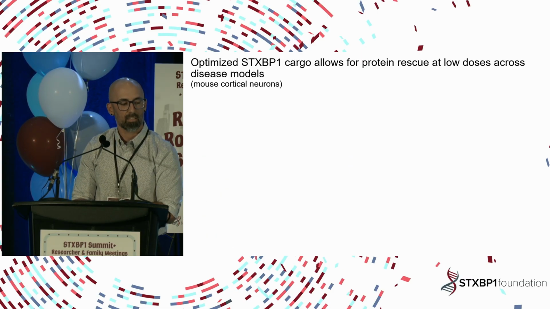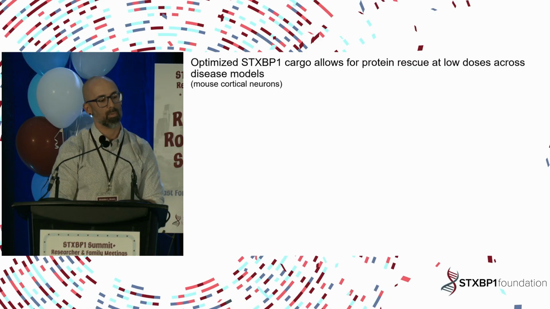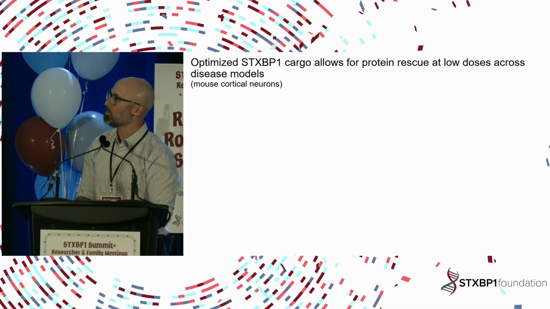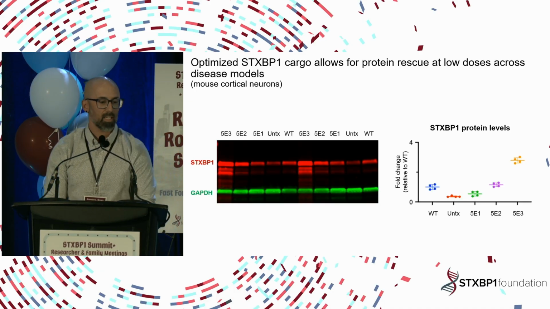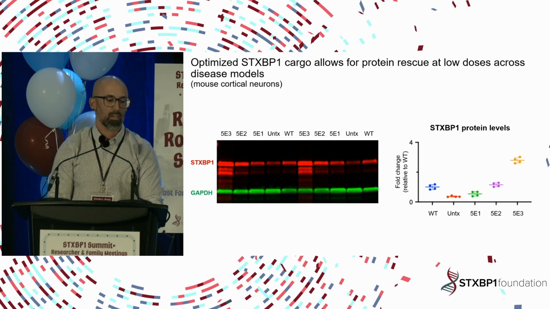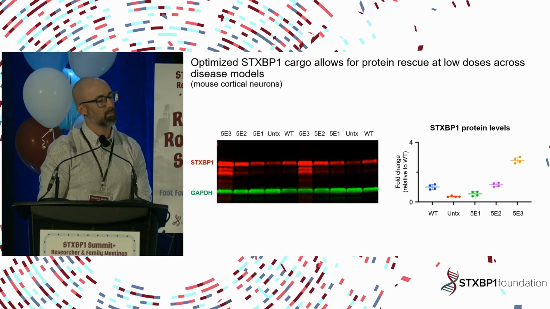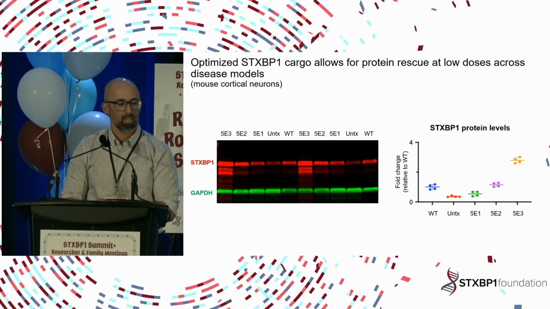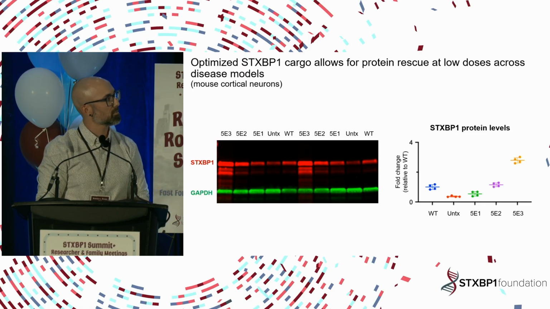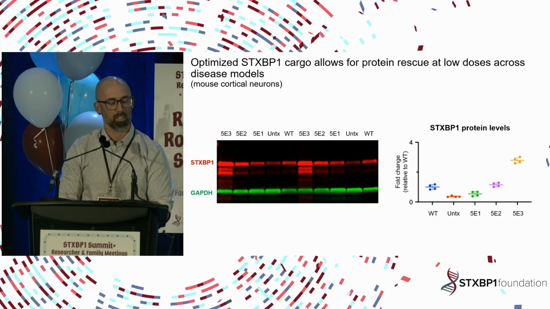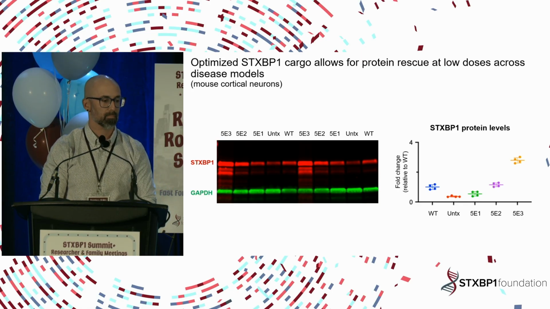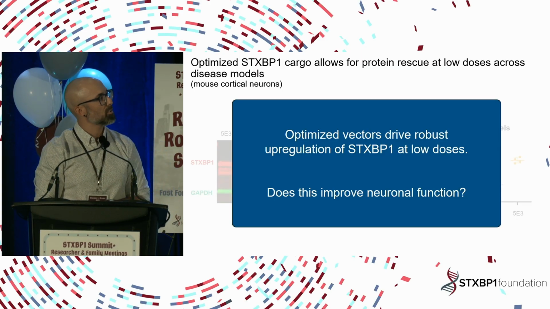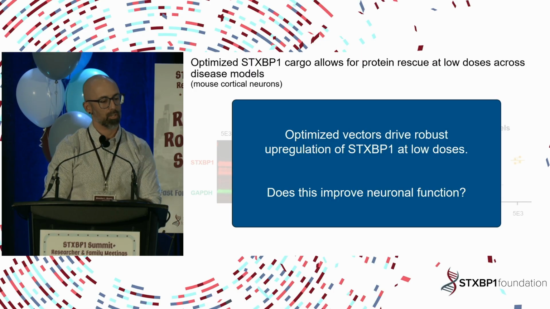And the last cell model in a dish I'll show you are mouse cortical neurons, isolated from P1 STXBP1 haploinsufficient mice. Again, a wonderful dose response where 5E2 gets us back to wild type levels of STXBP1 protein. Again, which is pretty remarkable that we're able to see this across in vitro models that were at least a log fold lower than is typically used. So these vectors are able to drive upregulation, at least in a dish, at pretty low doses.